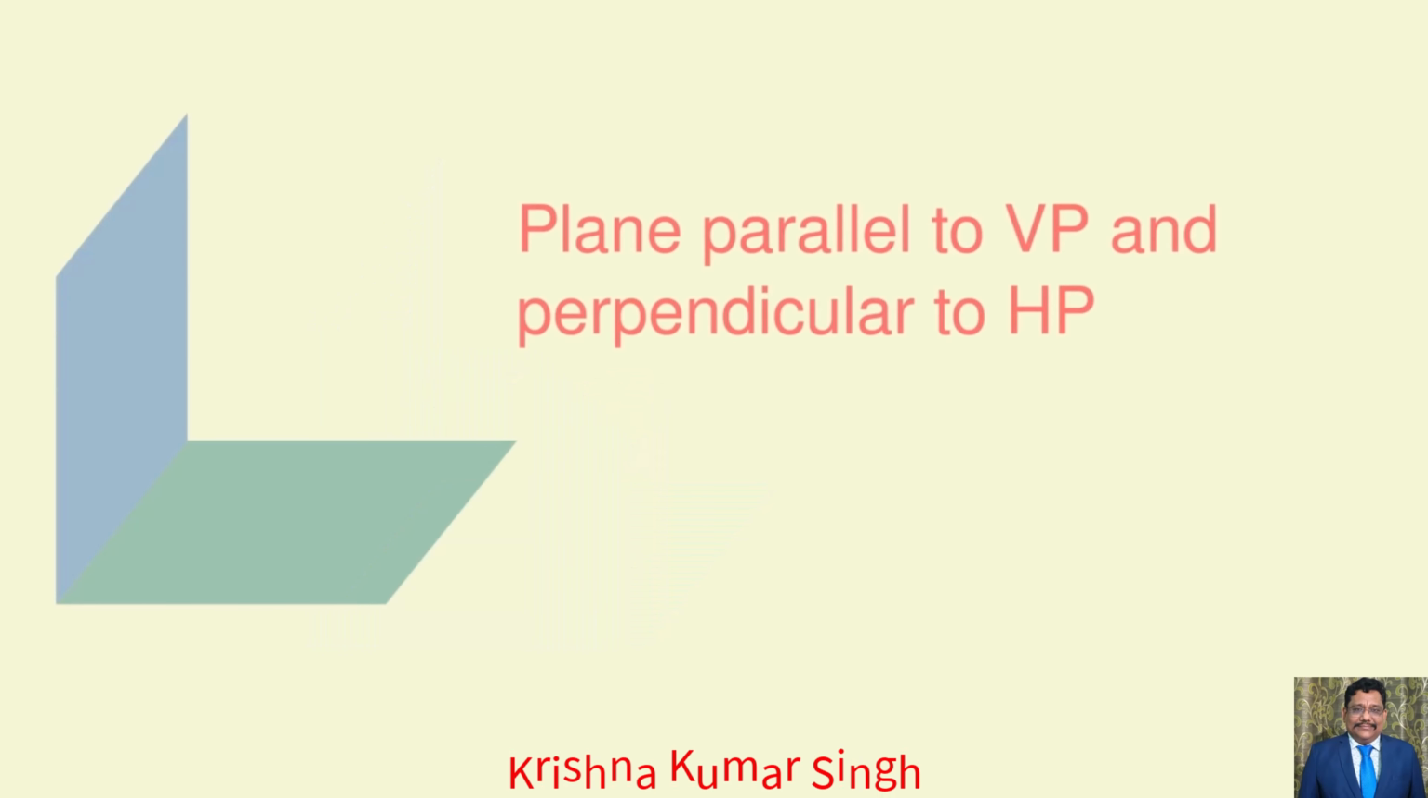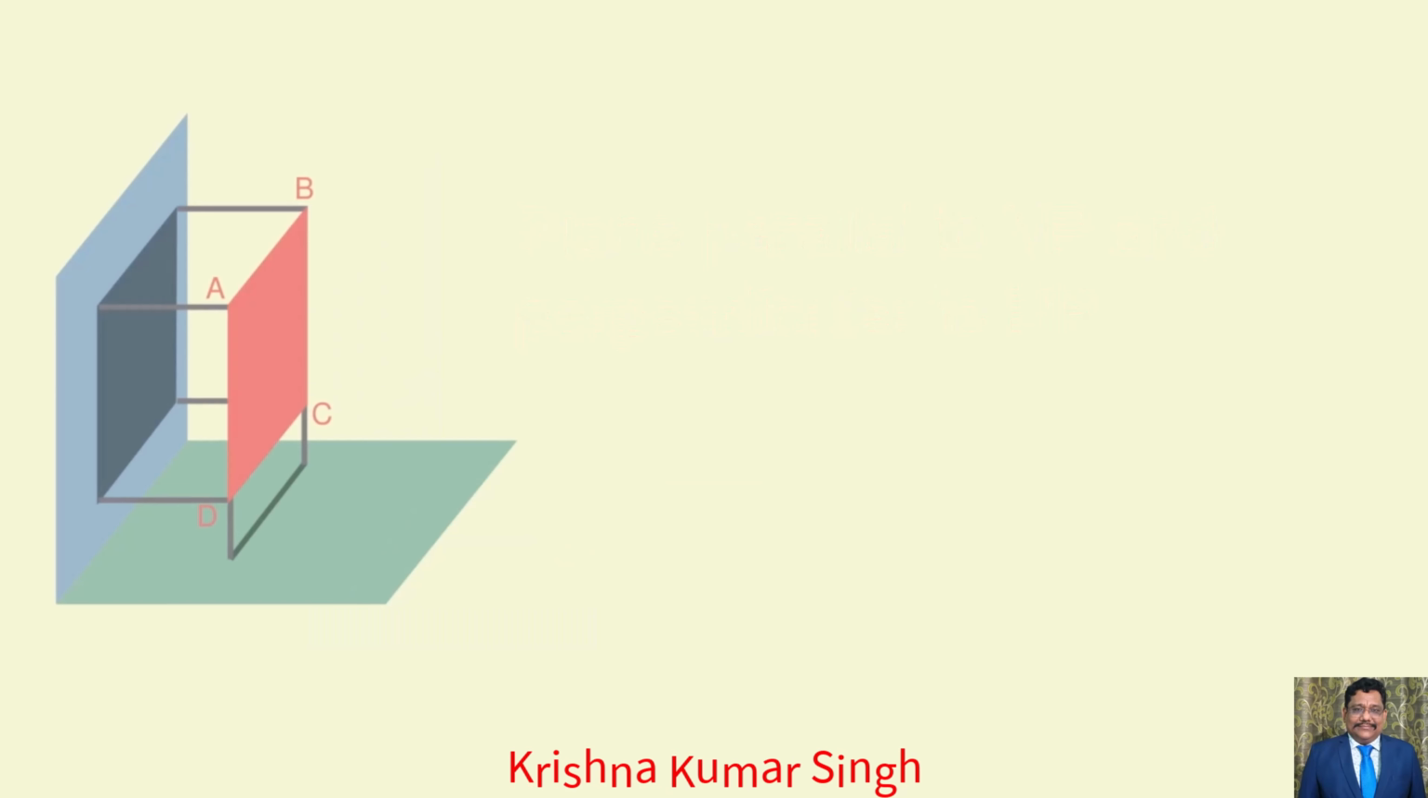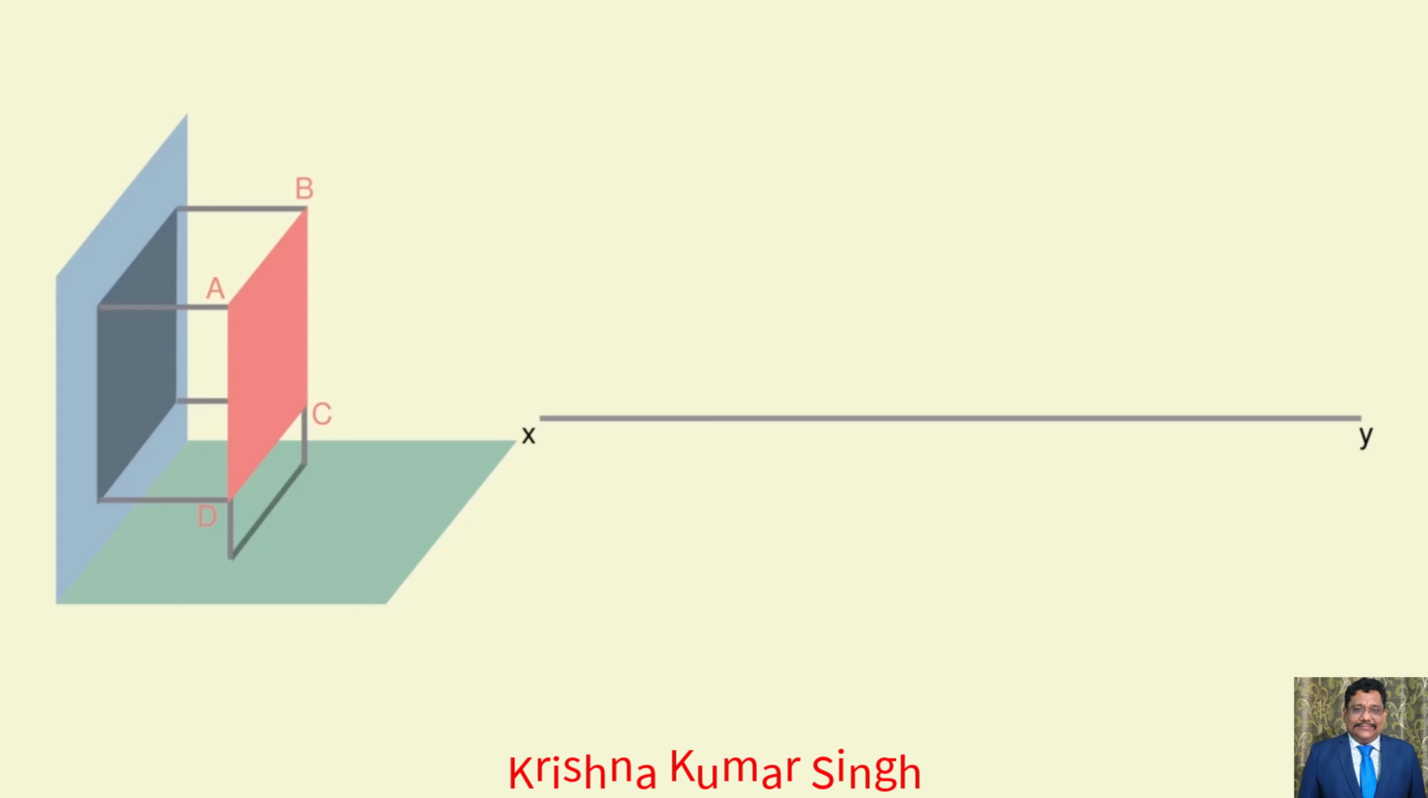Surface of the plane parallel to VP and perpendicular to HP. Let us assume a plane which is parallel to VP and perpendicular to HP and designated as ABCD. Draw an XY reference line, say 100 mm. Write above XY line as VP and below XY line as HP. Now let's see which view gives the true shape of the plane. In this case, the front view gives the true shape of the surface.